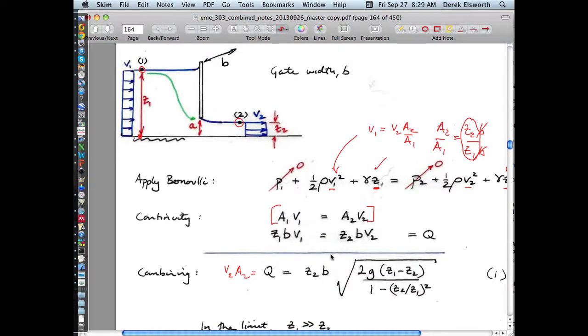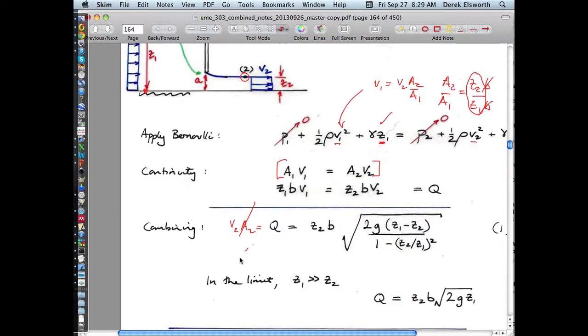If you make these assumptions and solve for V2, then you end up with V2 that you can then post-multiply by A2, which is getting very temperamental today. There's a little button on the side that I must keep on pressing. So this is Z2B, right? Just this. And so you get this expression, which actually isn't very different from our expression before.